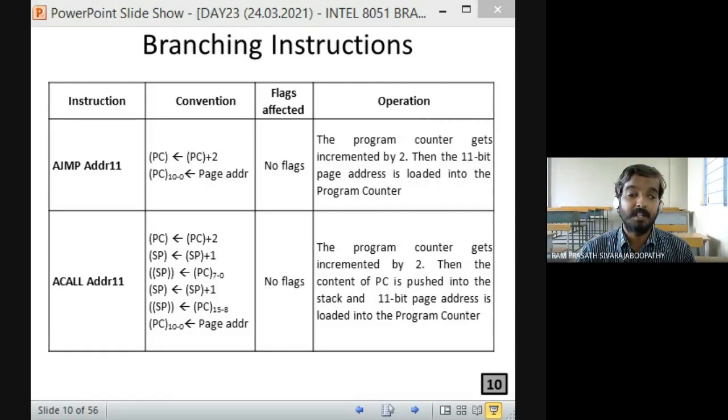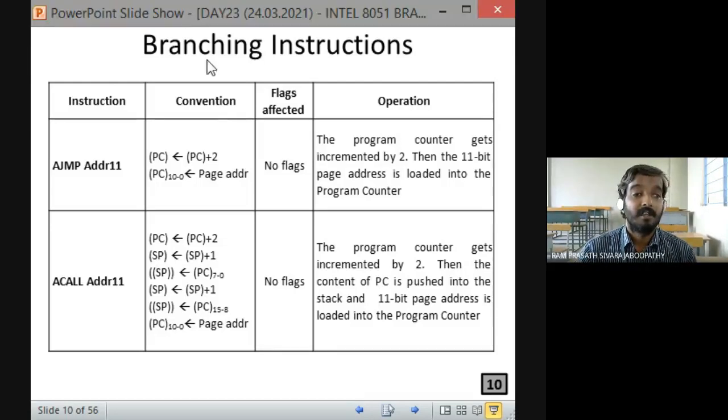AJMP and ACALL will have 8 opcodes for the same instruction. Based upon the page and the range, you have to choose the corresponding AJMP and ACALL. That is going to give the 3 bits of your 16-bit address. So in total, you will have a 16-bit address in this way. That's all. Here also, the program counter gets incremented by 2.